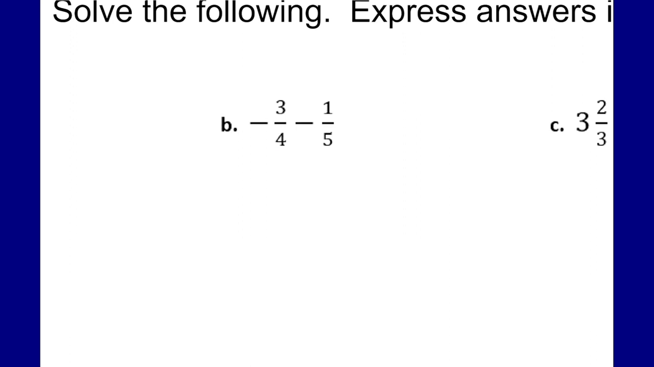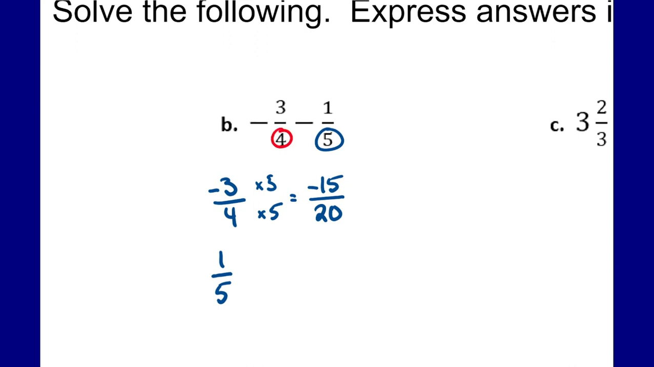I'm going to multiply the entire thing by 4. It means I multiply the top by, or not by 4, sorry, by 5, which is the denominator of the bottom. Both parts. Right? I need to keep it the same. So this gets me -15/20. For my second fraction, 1/5, I'm going to multiply everything by 4. So this will give me 4/20. Now I can go through and subtract.